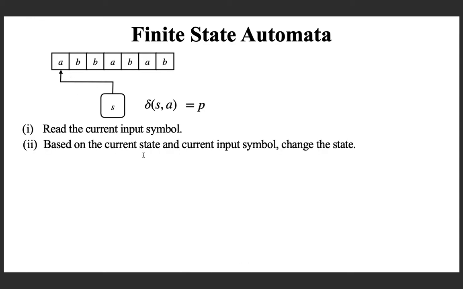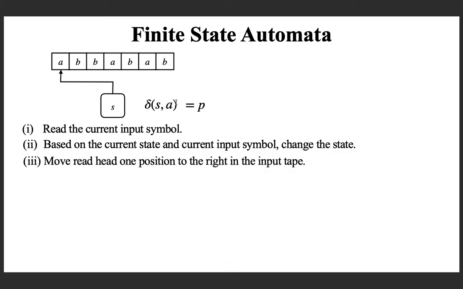Based on the current state, which is S, and the current input symbol, which is a, it can change its state according to a transition function. So this transition function tells if you are in the state small s and if you are reading this input symbol small a, then you change your state from S to P. That is what this transition function is telling. And after changing its state, it should move its read head one position to the right in the input tape.